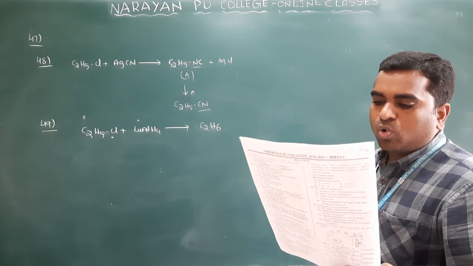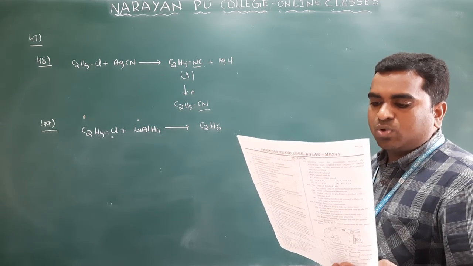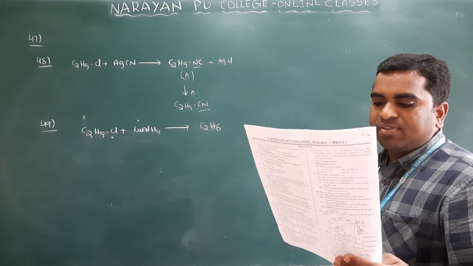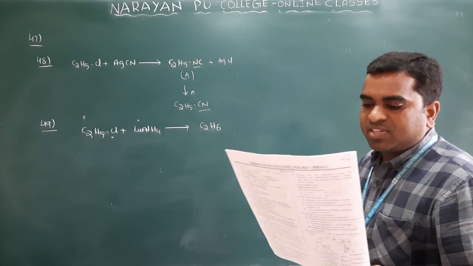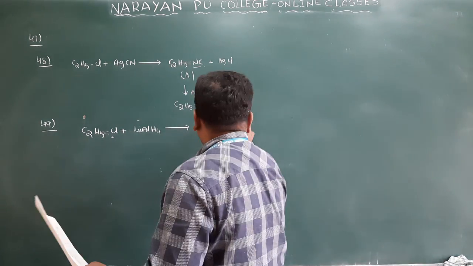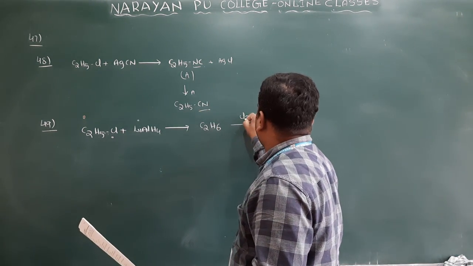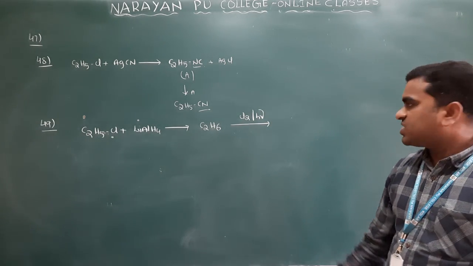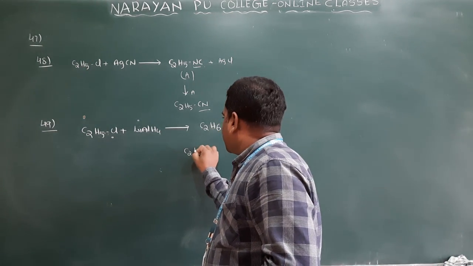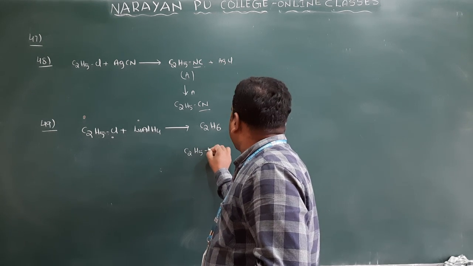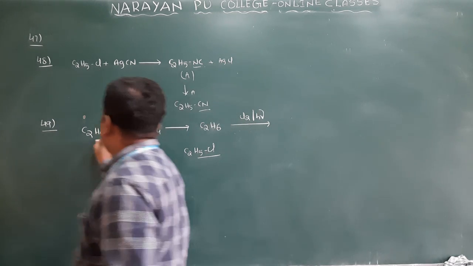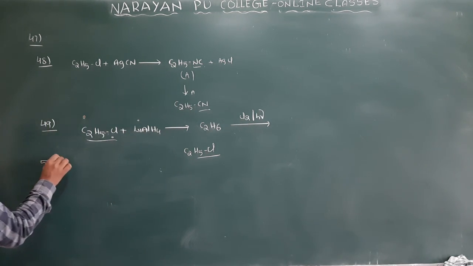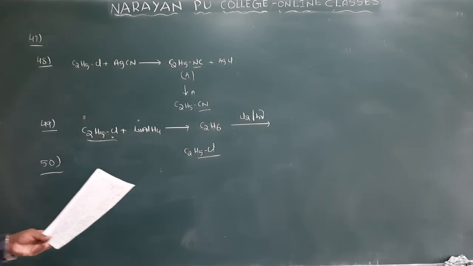The product on chlorination with 1 mole of Cl2 in the presence of light at ordinary temperature gives Y. What is Y? Chlorination gives C2H5Cl, so again you are getting the first compound. Next one, question number 50.